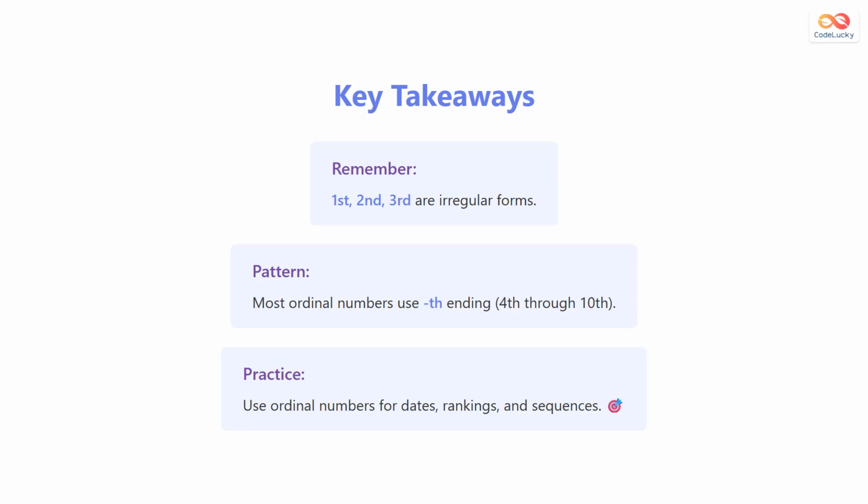Let's review the important points. Remember that 1st, 2nd, and 3rd are irregular forms and do not follow the regular pattern. Most ordinal numbers use the ending TH. This applies to numbers 4 through 10 and beyond. Practice using ordinal numbers for dates, rankings, and sequences. This will help you become comfortable with ordinal numbers in real conversations.